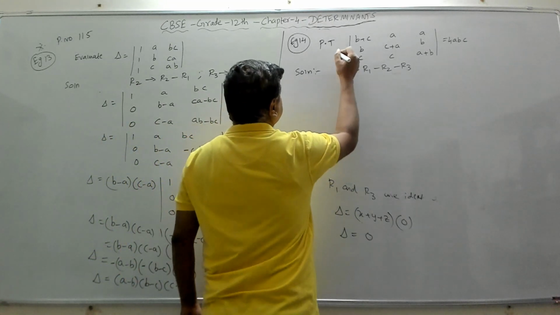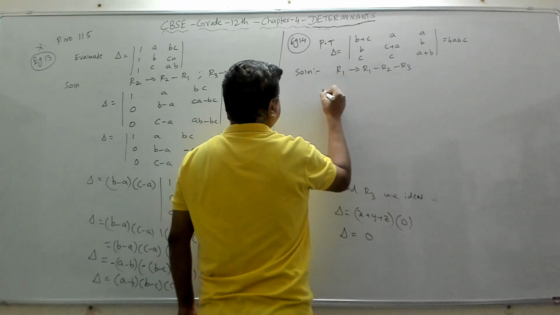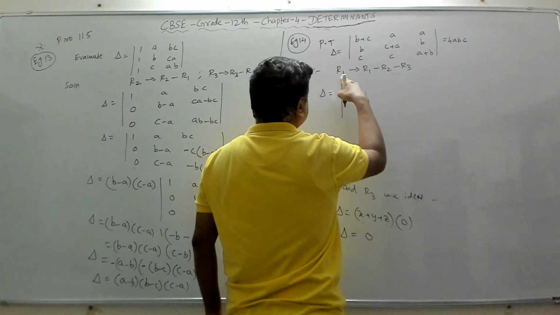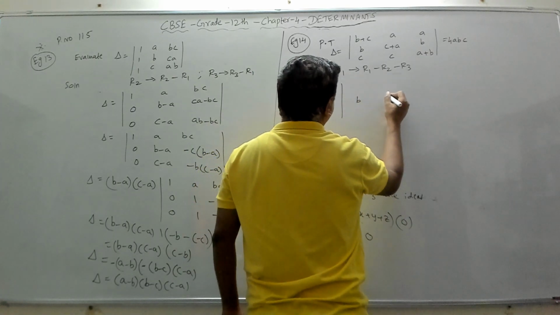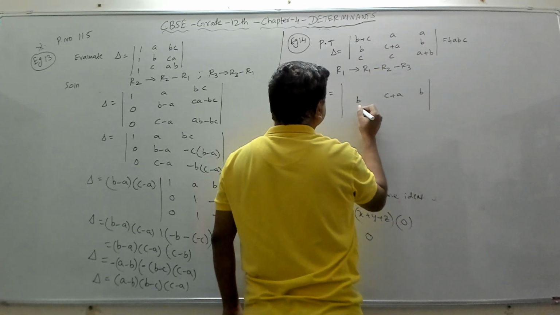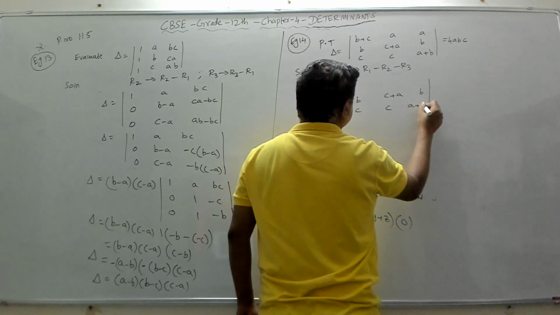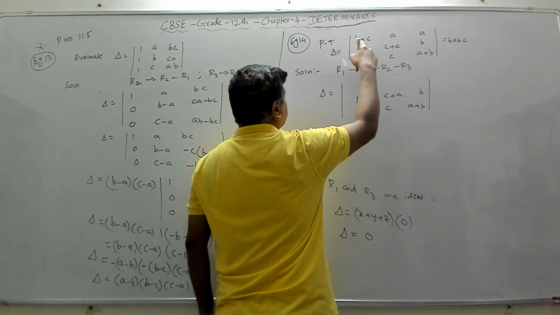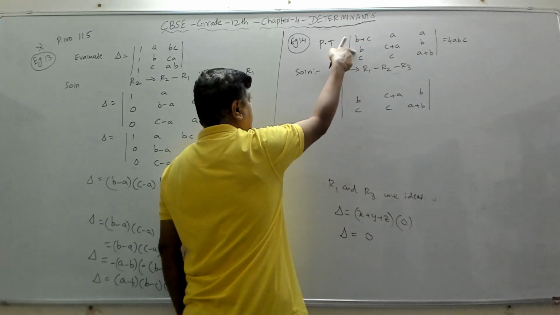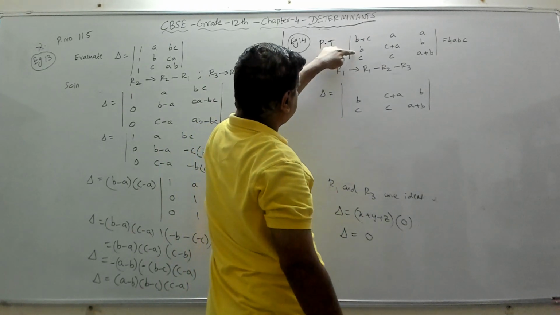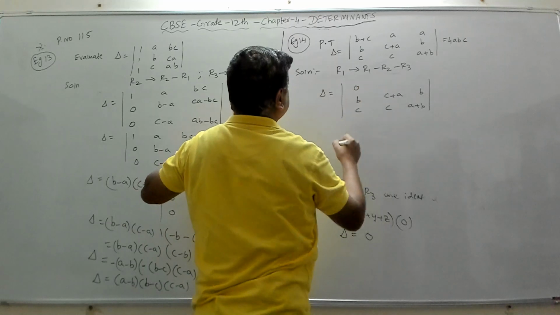Suppose we call this delta. After applying this, R1 is changing, R2 is not changing. I will write R2 first, and R3 also doesn't change: C, A plus B. Now what is our R1? R1 is R1 minus R2 minus R3. So B plus C minus B, that is R2, then minus C, that is R3. So B plus C minus B minus C will give you 0.